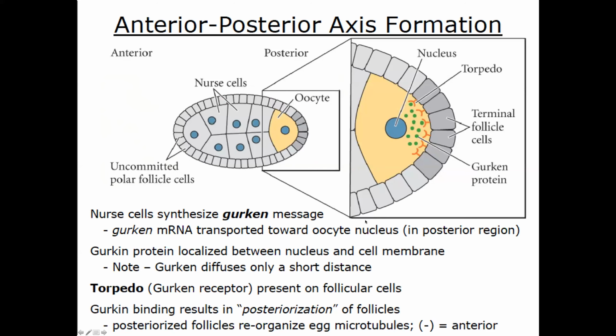So we'll see how that happens. Now it first starts with the generation of Gurken. Gurken is synthesized by the nurse cells. It's a ligand for the Torpedo receptor that I talked about. So this is going to essentially activate the Torpedo signaling pathway.